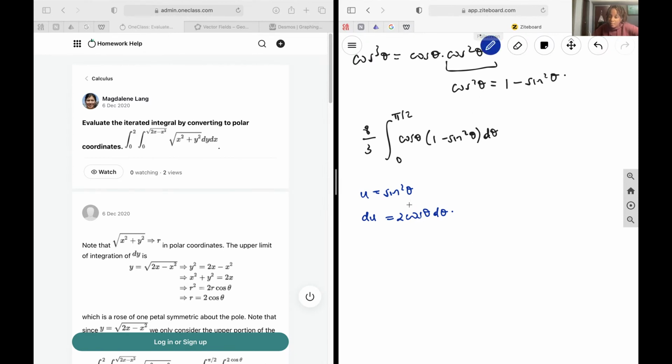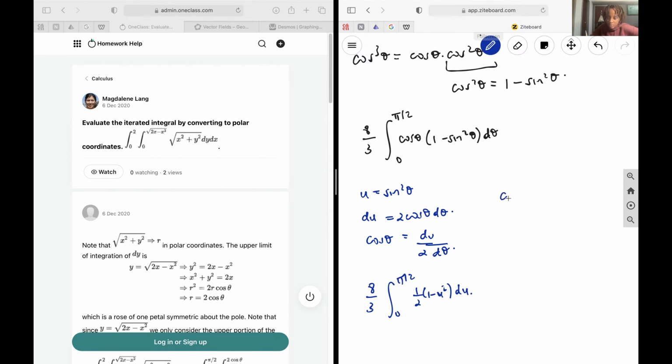And so if I put all of this in, I will get that cos theta d theta is du. And so I can just put that all in to get 8 over 3, the integral from 0 to pi over 2 of 1 minus u squared du.